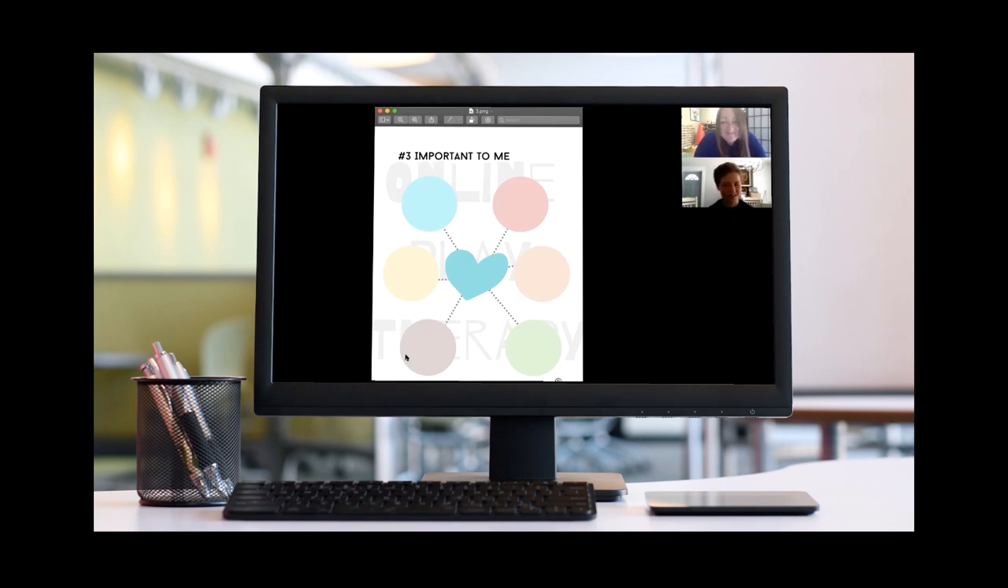What about in this circle right here, this gray one? Probably friends. Oh, so your friends are important to you. Tell me about that. They're just usually always there for you, and yeah. So your friends are like loyal to you. They're always there for you, and they're like really important to you, and they matter.